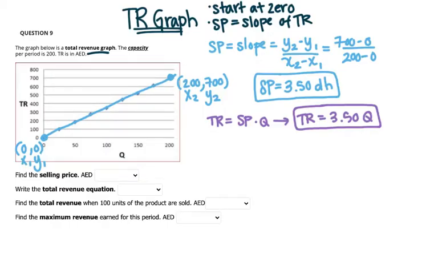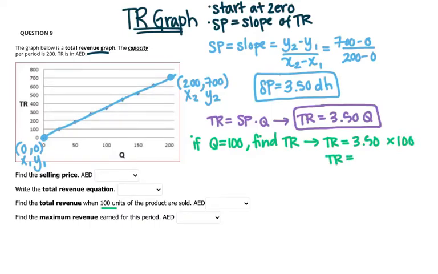So then the next question says, find the total revenue when 100 units are sold. So they're saying if Q equals 100, we need to find the total revenue. So we say total revenue is going to be 3.50 times 100. So in this particular case, the total revenue would be 350 dirhams.